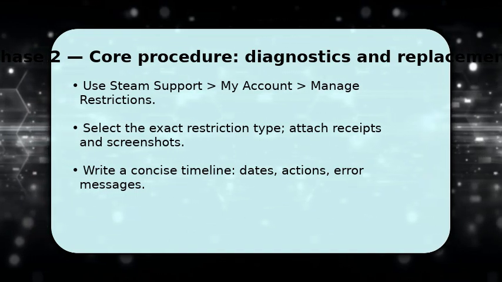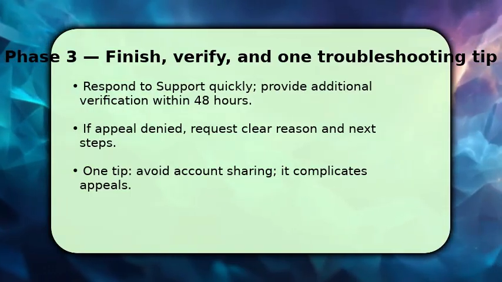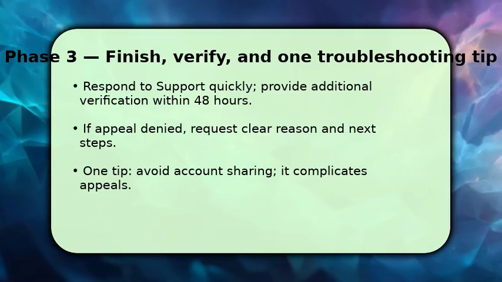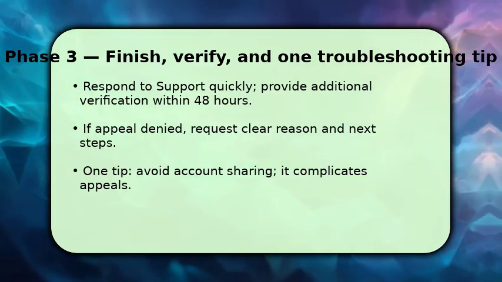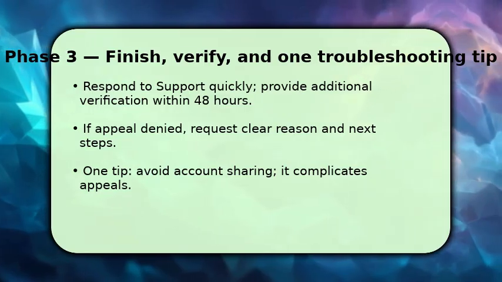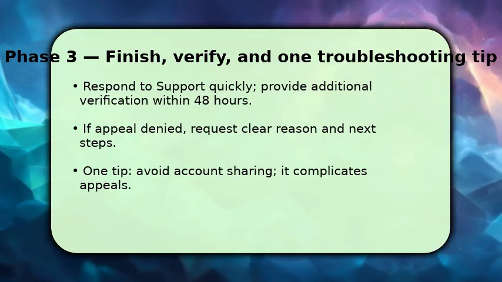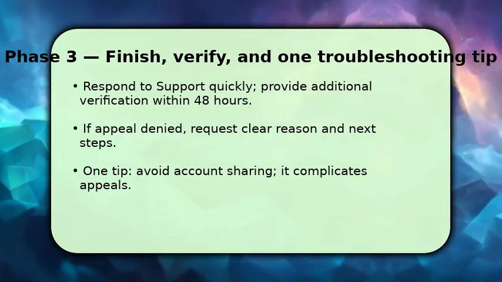To finish, monitor the ticket and respond promptly if support asks for extra verification. Do it within 48 hours to avoid delays. If the restriction is lifted, test login and purchases. If denied, request a clear explanation and any further evidence they need. You may need secondary verification like ID or purchase proof.